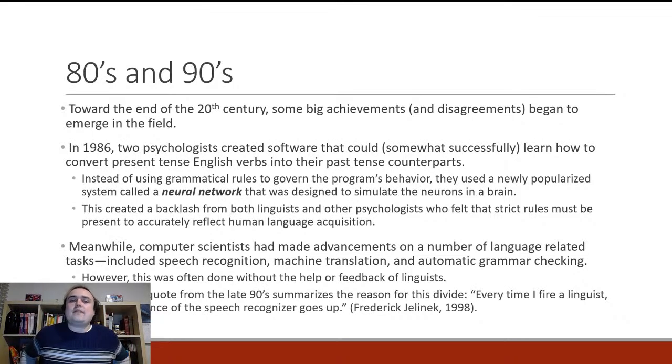And instead of using grammatical rules to govern the program's behavior, these psychologists used a newly popularized system called a neural network that was designed to simulate the neurons in a brain. So instead of saying, oh, add ed, except if you're this word, then do this other thing, right? Instead of explicitly programming that, they had these simulated neurons that kind of learned that pattern after seeing a bunch of English verbs. This created a little bit of a backlash from both linguists and other psychologists who felt like you needed those strict, explicit rules to accurately reflect what humans do when they learn language.